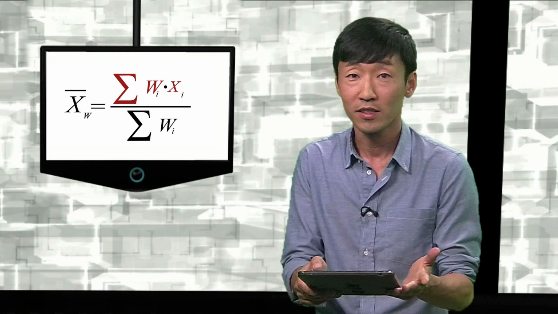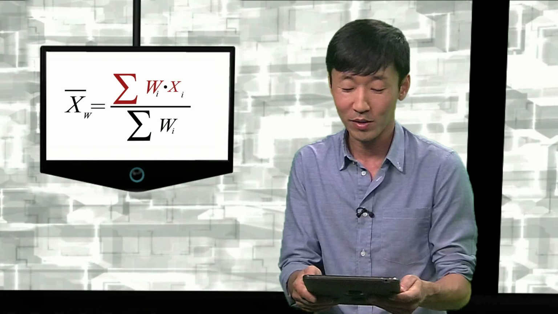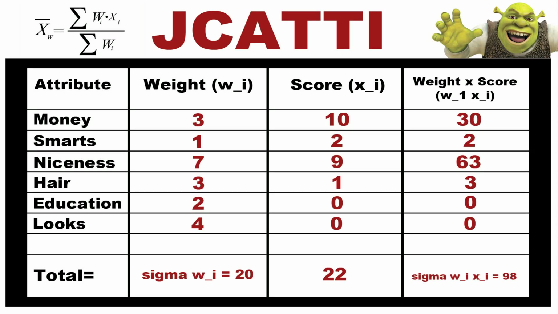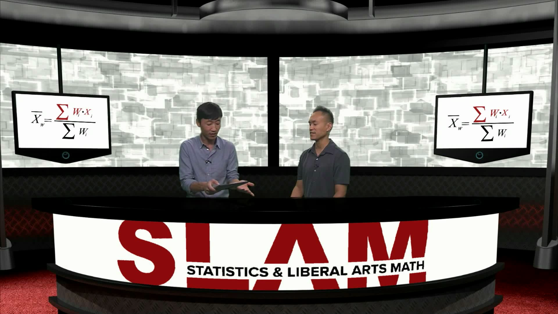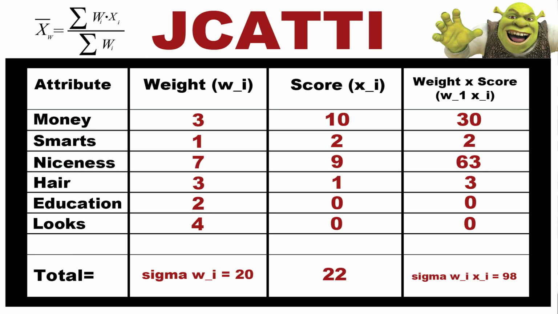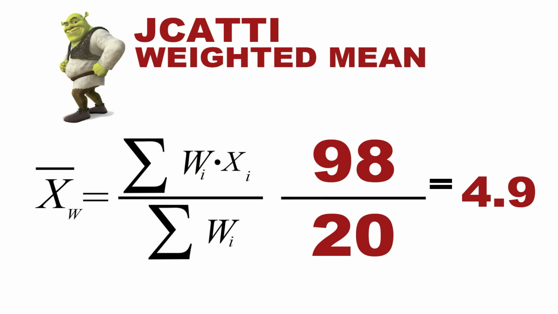And what we do is sigma, as I said before, we are supposed to add up all the numbers. So we add up 30, 2, 63, 3, 0, and 0. And you get 98 as a result. Okay, and that's the top of the fraction, the top of that weighted mean fraction. Exactly. On the bottom, you're supposed to add up all the weights, and we had 20 points. That's what I distributed. So on the bottom, you're going to get 20. So basically, the weighted mean is going to be 98 over 20, which is 4.9.